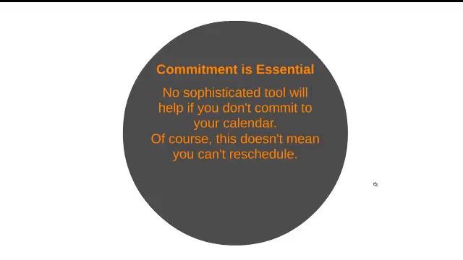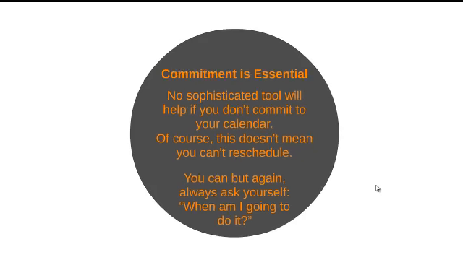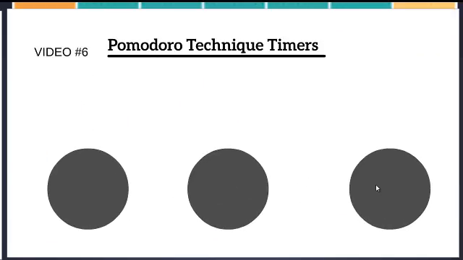No sophisticated tool will actually help you if you do not commit to your calendar. Of course, this doesn't mean you can't reschedule, but you always want to look at a task and ask yourself, when am I going to do it? And try to focus in on those points and areas where you're more alert and see if you can do it then. If you're kind of wishy-washy, then that's a good sign that it might not be as important. Then you need to ask yourself, is this something that I really need to do, or is this something that I don't really need to do? So you want to also prioritize at the same time.